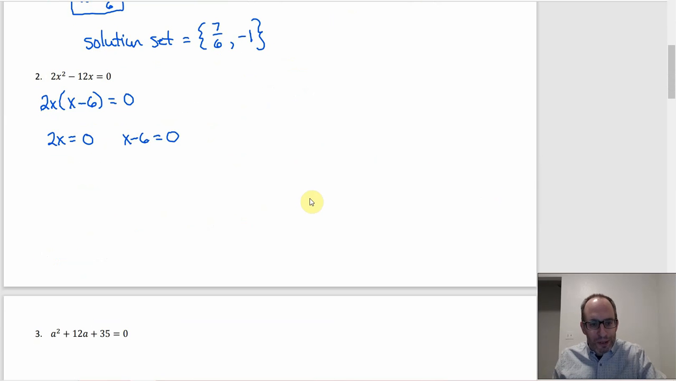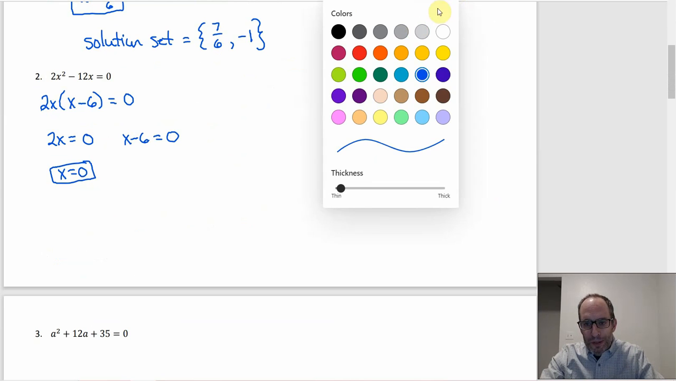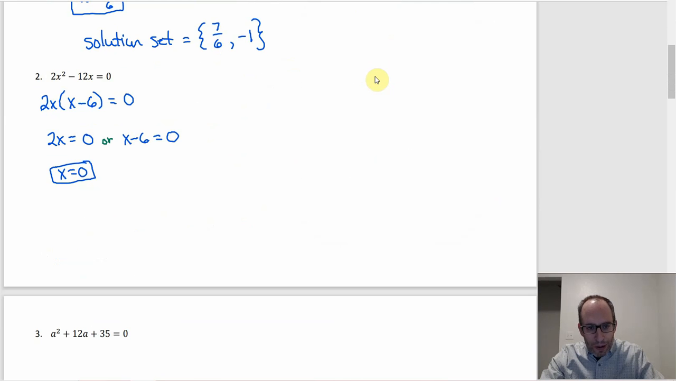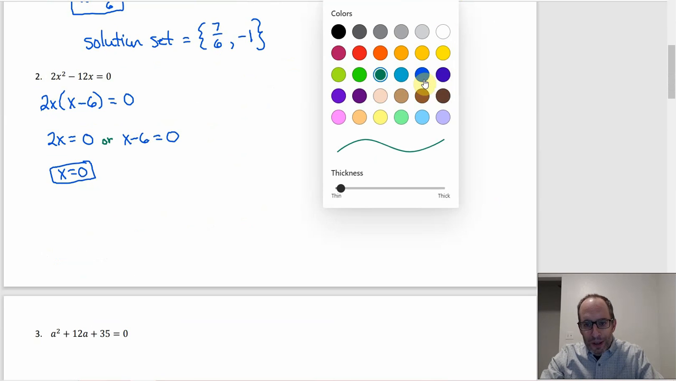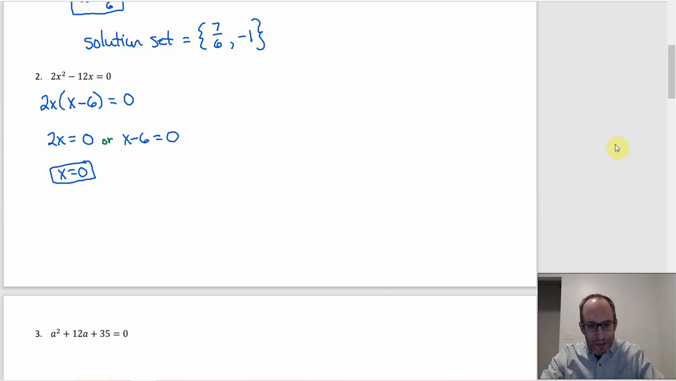But if 2x equals 0, that would force x to be 0. And I forgot the or. Since I got to write it small, I'll make it a different color. Or. Okay, and then the other one, I guess we have to just add 6 to both sides, so x would be equal to 6. And so then the solution set would be 0 and 6.